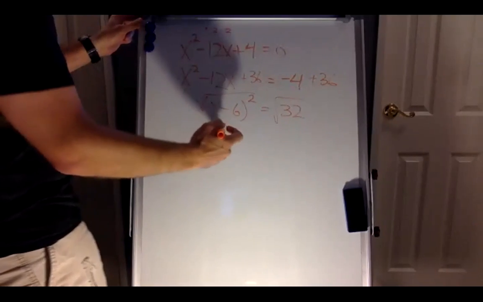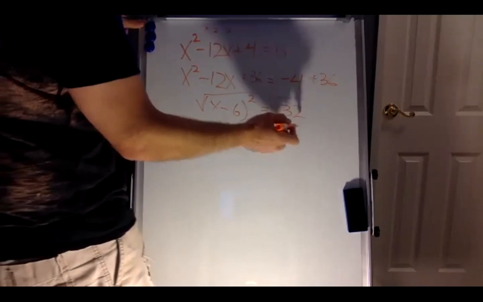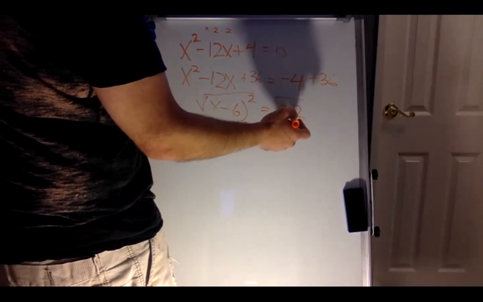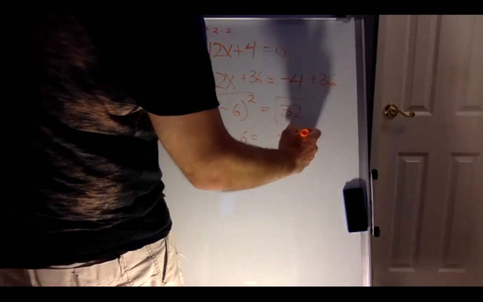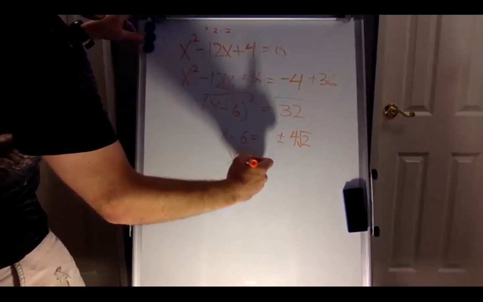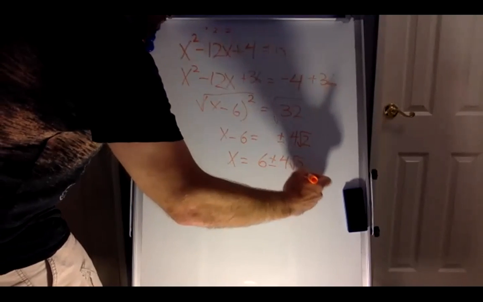And then you just do this. Now that's the absolute value, but we'll skip and we'll say that this is plus or minus. Let's see, what is that? That's 4 times 8. No, it's 4 root 2. And then you have to add your 6. There you go.